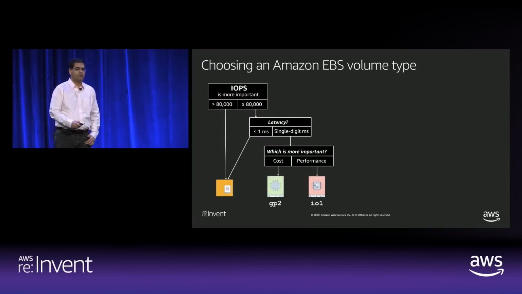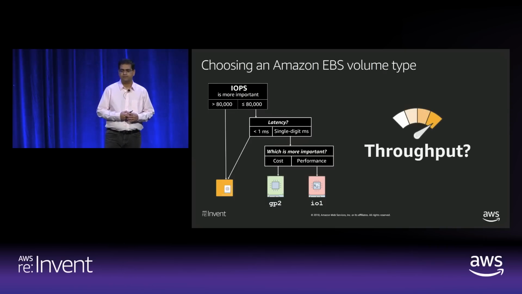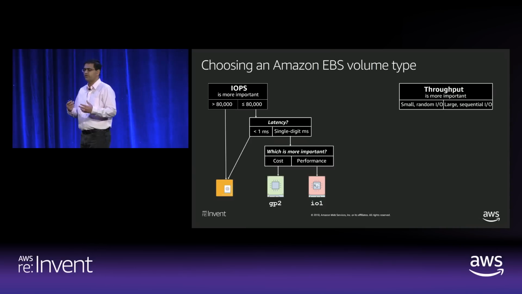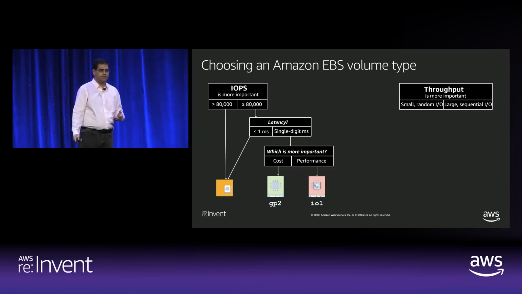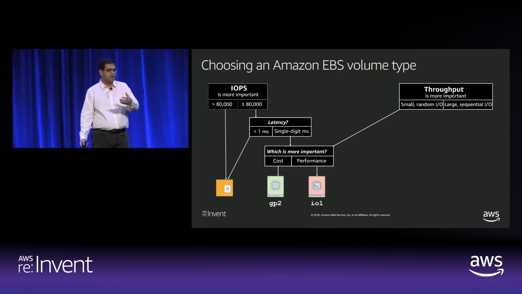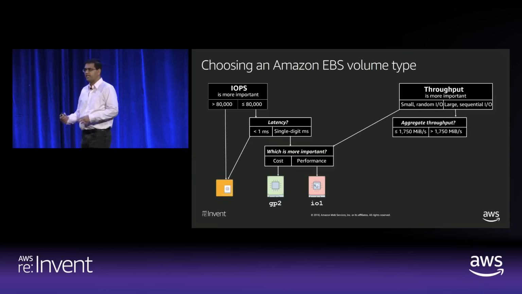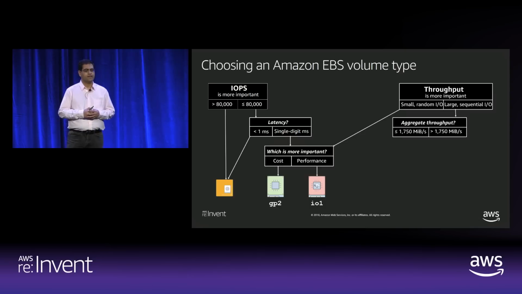Okay, let's flip over to the throughput side of the house. What if your workload is throughput intensive? It's going to look very similar. The question you have to ask yourself is, is it small random IO-based throughput, or is it large sequential IO? If it's small random, that will, again, bias you more towards the SSD side of the house. If it's large sequential, then the next question is, well, is it more or less than 1750 megabytes per second?